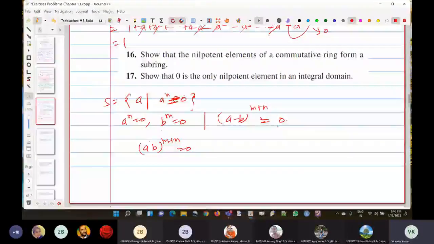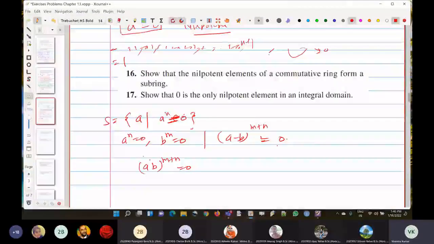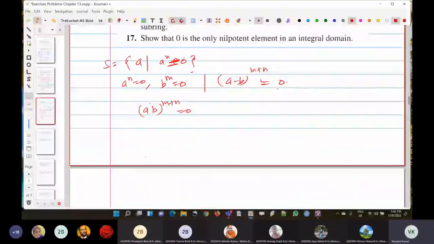Question number 17. 0 is the only nilpotent element of an integral domain. So in an integral domain, you know that the cancellation law holds, and also that there is no zero divisor in an integral domain.